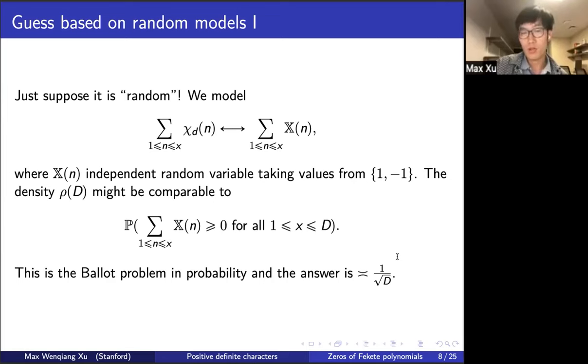That's a model, but there's a significant difference here. We assume all the X_n are independent, but that is not the case for character values, because a key property is that they are multiplicative. So chi_d(2) and chi_d(3), if you take them together, chi_d(6) will be the product of chi_d(2) times chi_d(3). So this gives you a feeling that assuming complete independence is maybe very rough. So what do we do?